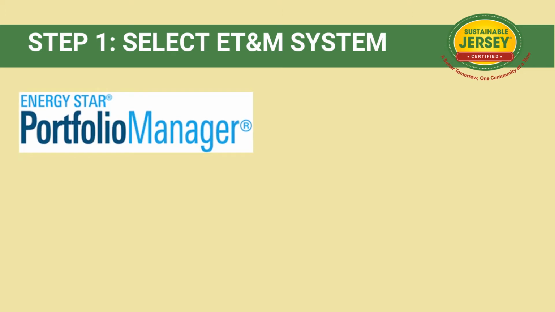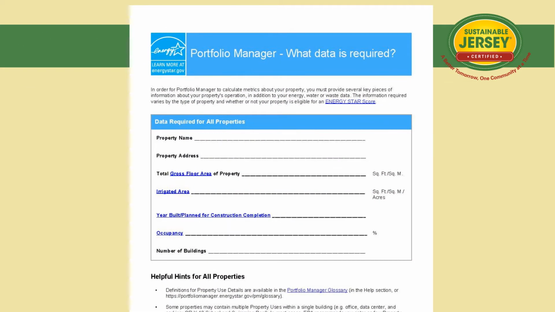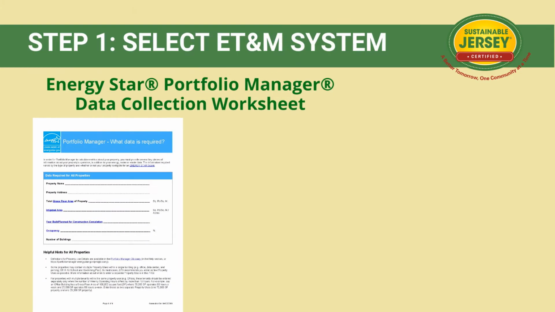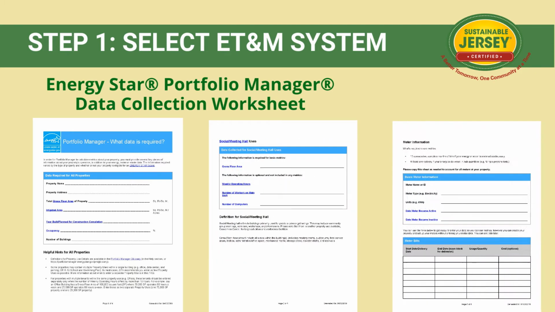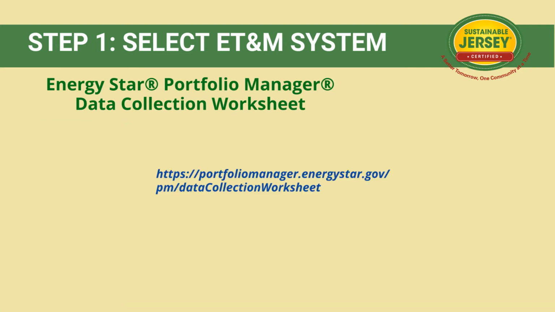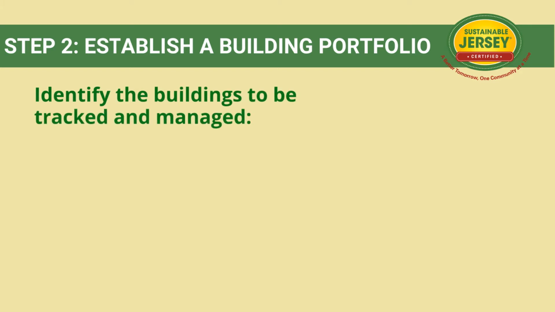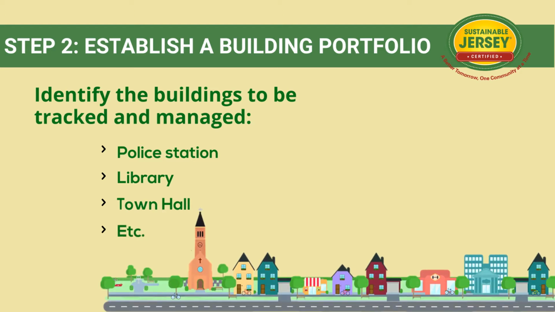Portfolio Manager also provides an easy-to-use data collection worksheet to help you gather the necessary input for your property types. This form, or one like it, will be very helpful as you complete the 3 steps needed to qualify for the base 10 points. You can download this form from the Portfolio Manager website at the URL shown here. To qualify for the base 10 points in the Energy Tracking and Management action, the next step is to establish an official building portfolio that includes all the buildings you want to track and manage.